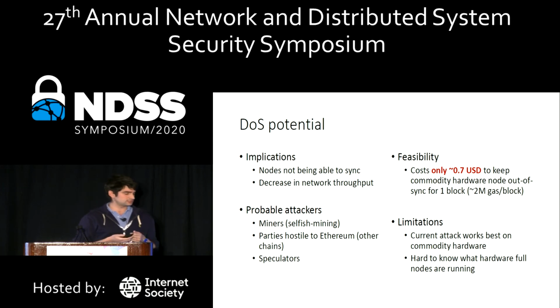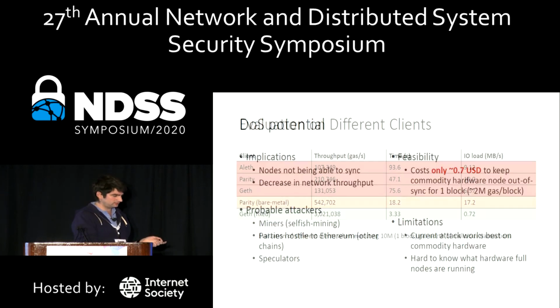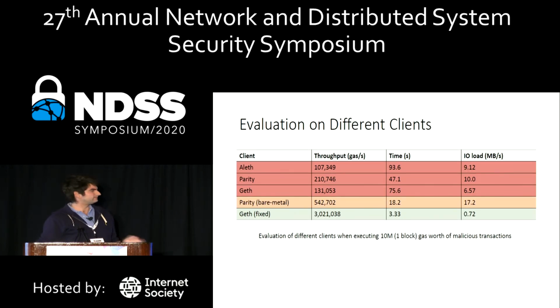And finally, for some limitations, because this is obviously not perfect, we are not sure exactly what kind of hardware the full nodes usually run. And this typically works much better, obviously, on commodity hardware. So it's hard to have an estimate of how many nodes would actually be very impacted by this. But nevertheless, we wanted to see if this attack would work only on our C++ client, or if it would work on the other clients. So we ran our contracts on the two major clients, Geth and Parity.